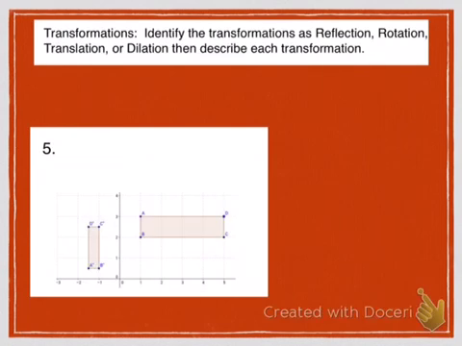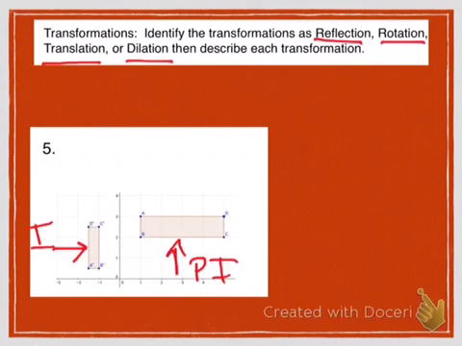Number 5. I want to identify the transformations as a reflection. Remember, reflection is a flip. Rotation is a turn. Translation is a slide, and dilation makes the shape larger or smaller. So again, I want to locate my pre-image. The pre-image is the image without the tick marks. And my image is the one with the tick marks.